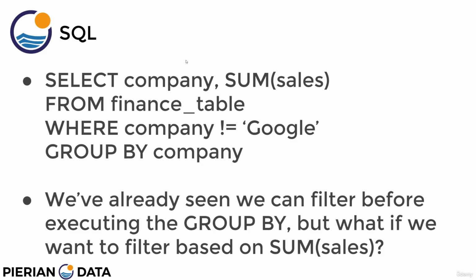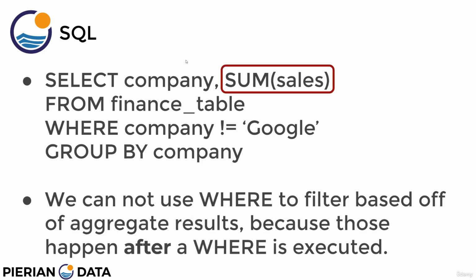So that's okay because the company isn't being aggregated in any sort of way. It is in the group by statement. However, it's not having an aggregate function being called on it. So I can use where. But what if we actually wanted to filter based off the sum of sales? Keep in mind that since we're calling sum on sales, that's not going to happen until after that group by statement is executed, which means we cannot use where to filter based off aggregate results because those happen after the actual where statement is executed.